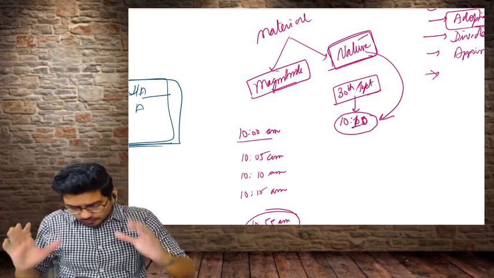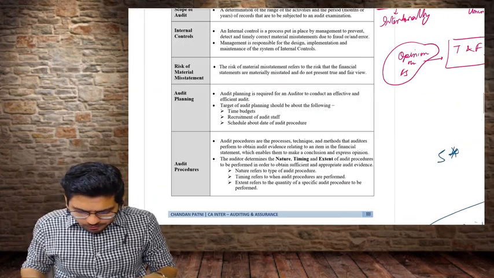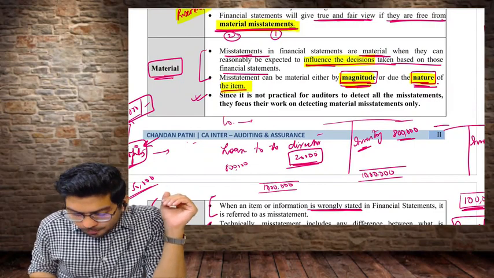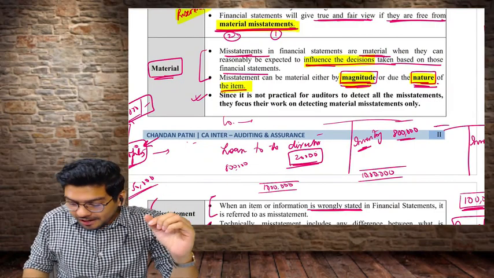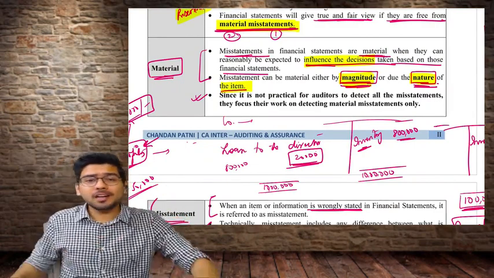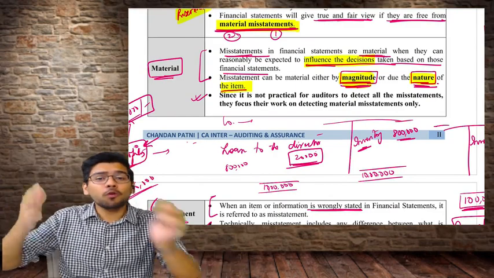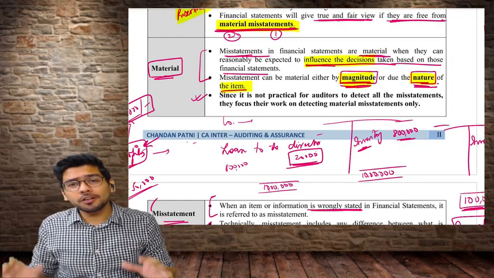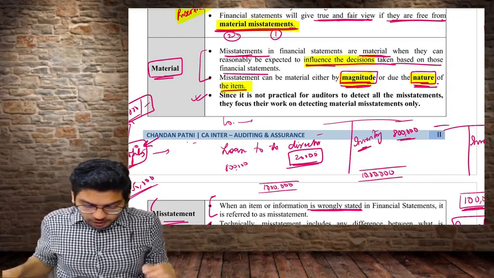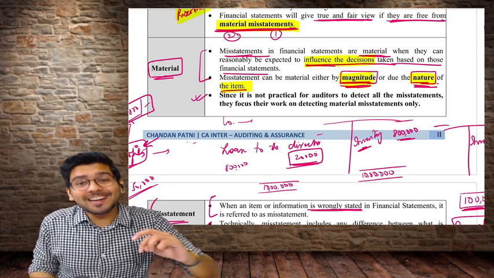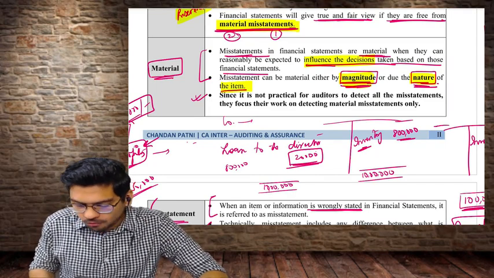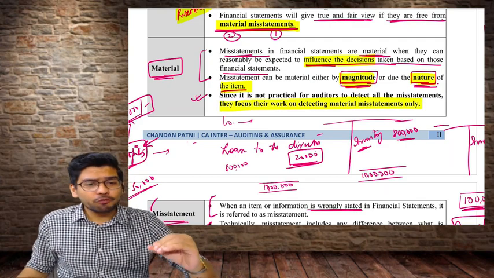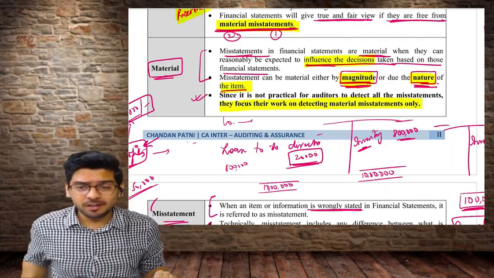Okay, so again, I am reading one point here in the definition of material. It says, since it is not practical for the auditors to detect all misstatements. I told you it is not practical for the auditor to check all the 1,80,000 vouchers in the given span of time. It is not possible for the auditors to do extensive checking. So they focus their work on detecting material misstatements only.